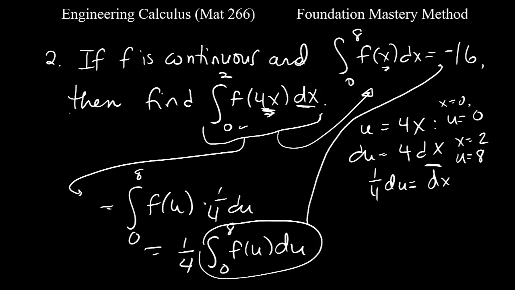is equal to -16. By the property of definite integrals, the integral from 0 to 8 of f of u du is the same as the integral from 0 to 8 of f of x dx. So then our final result will be -4.